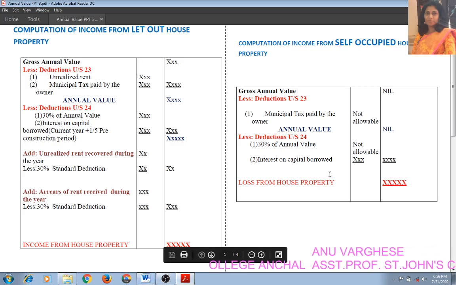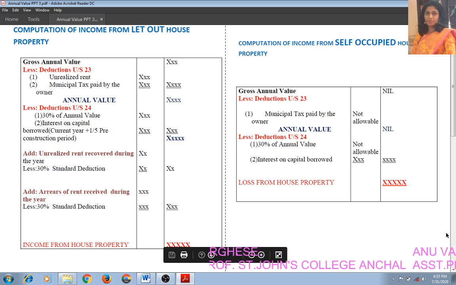Okay, now let us see how to compute income from self-occupied house property. What is self-occupied house? A house occupied by the owner for residential purpose is self-occupied house property.